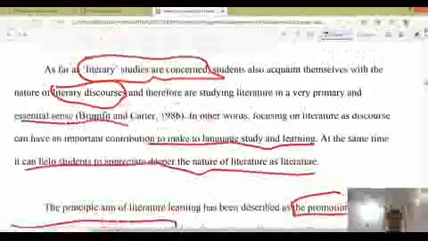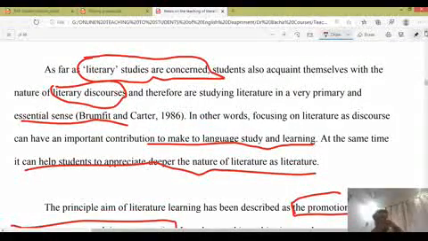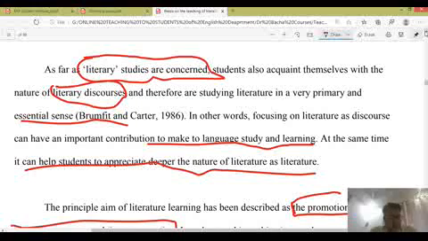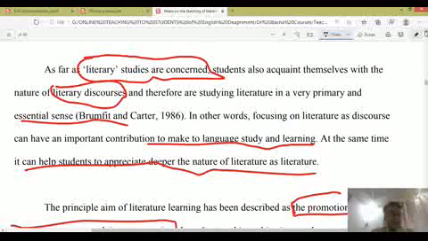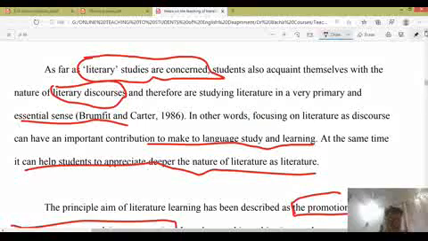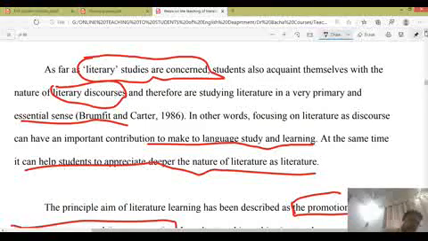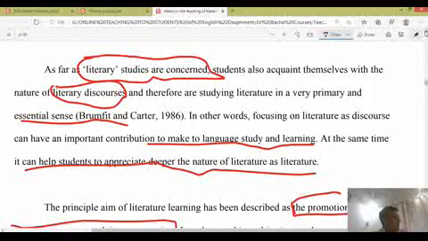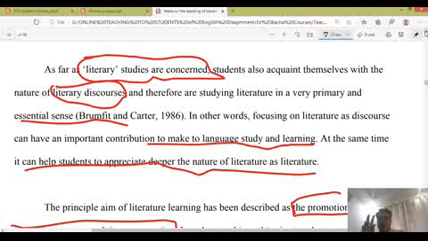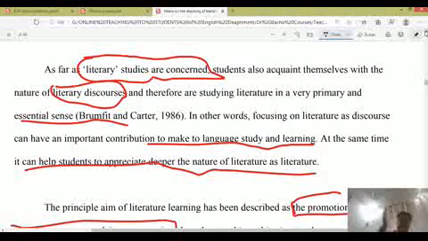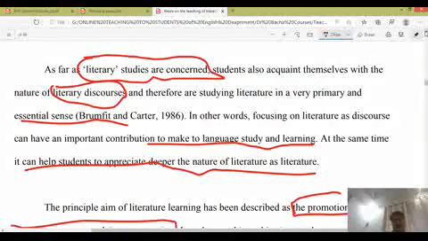So, my dear students, so far as literary study is concerned, they obviously need to be acquainted with the nature of literary discourse. Discourse basically means language, so it may be written, it may be spoken, right? And therefore, studying literature is, in a very primary and essential sense, in other words, focusing on literature as a discourse which can have an important contribution to language study and learning.